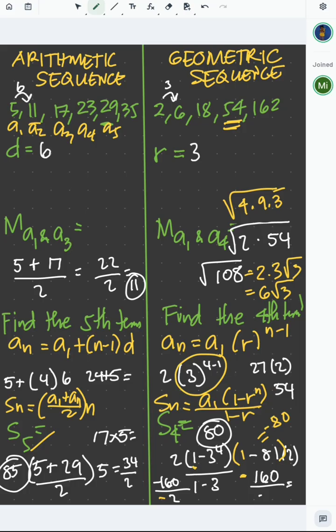Yeah. So you can prove it, since you already have the sequence given here, by adding the 5 terms. So 5 plus 11 plus 17 plus 23 plus 29. If it's really 85, then here the first 4 terms, 2 plus 6 plus 18 plus 54, if it's equal to 80. All right.